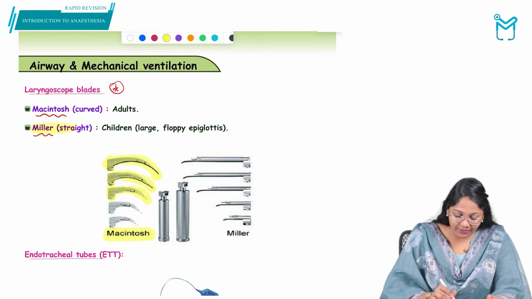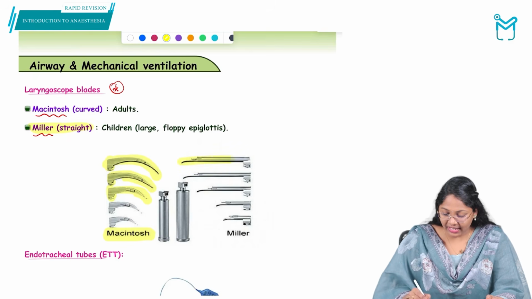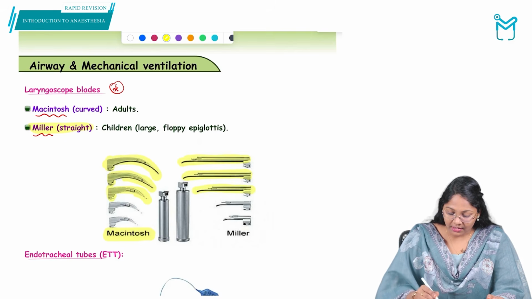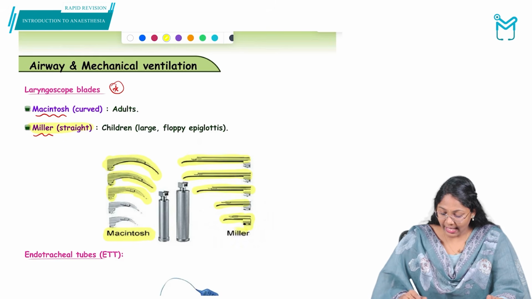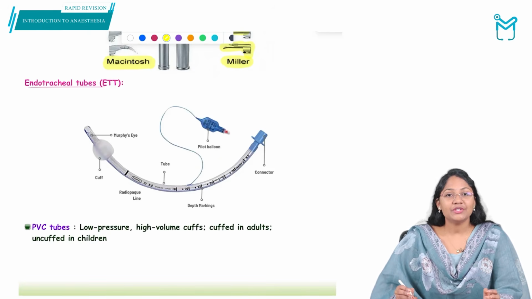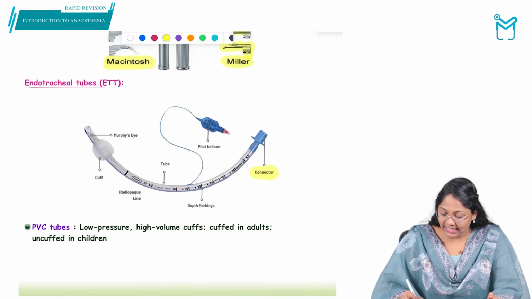Now there is the other one, which is Miller's, which is straight. The straight blade is used in children, pediatric patients, because it is large as well as it undergoes to the epiglottis. Coming to the endotracheal tubes, if you see, there is a connector starting with it.